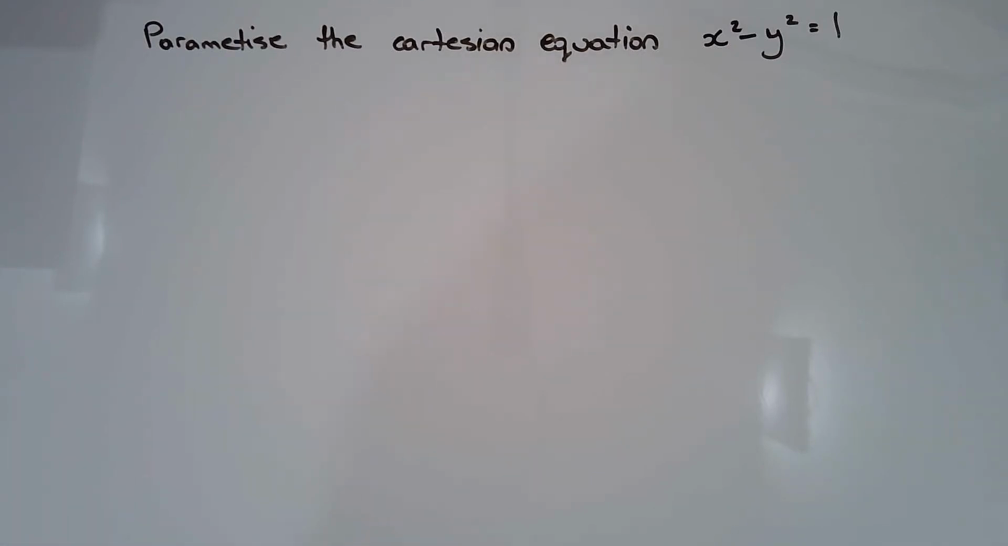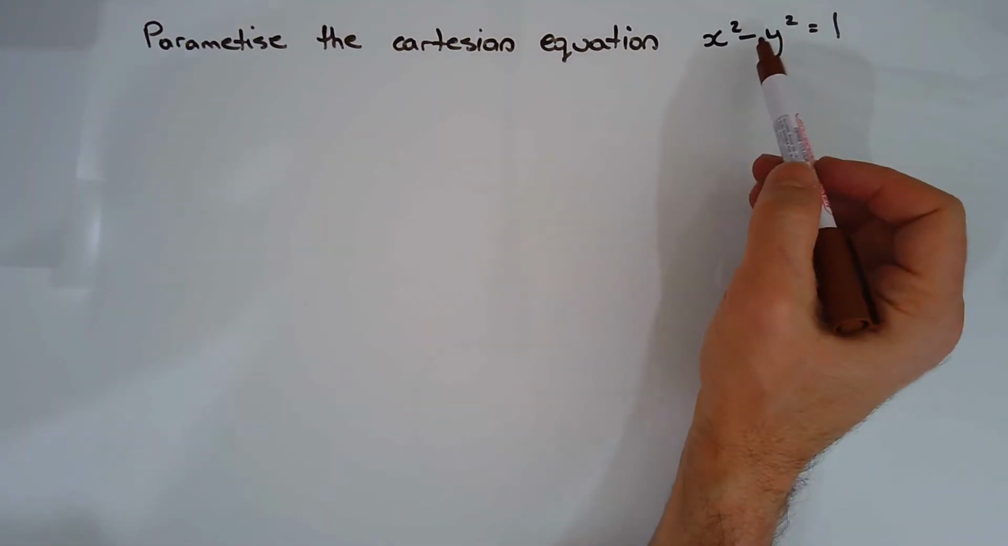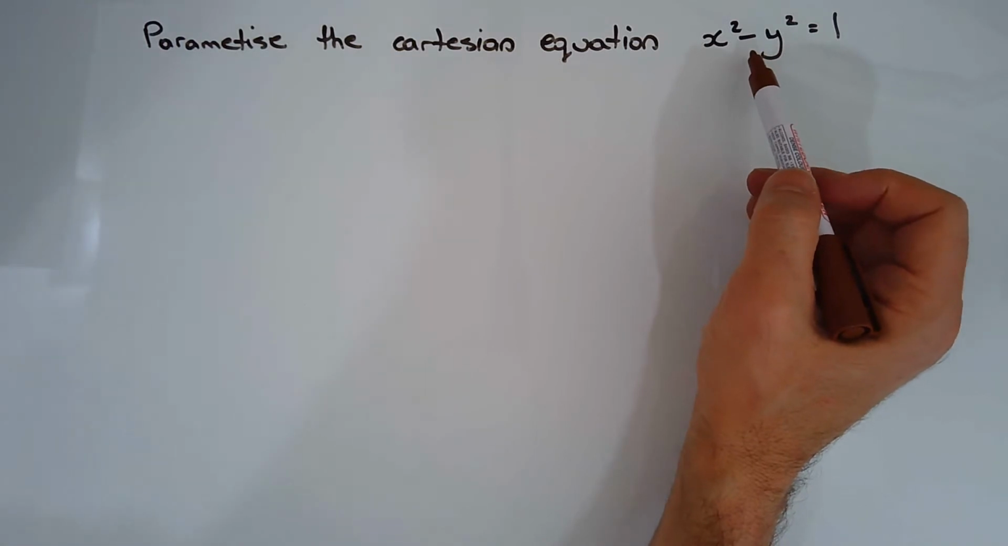In this video, we're going to look at an interesting example involving the parameterization of a Cartesian equation. Now, in the previous video, we looked at the Cartesian equation x squared plus y squared equals 1, which is a unit circle, and we parameterized that. We end up with x equals cos theta, y equals sine theta. So changing the plus sign now to a minus sign, how does that change things?